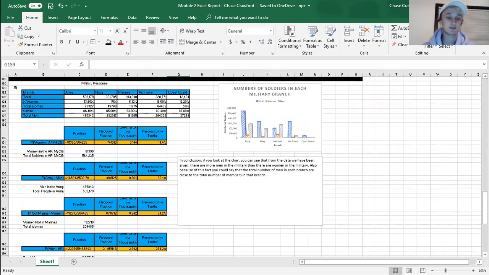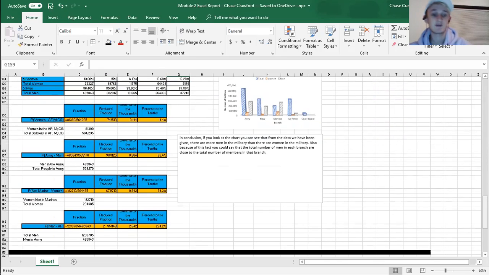Now, military personnel. Based on all the parts that were in the question, I made a chart, and as you can see by the information problem that I got and used, more men are in the military than women.